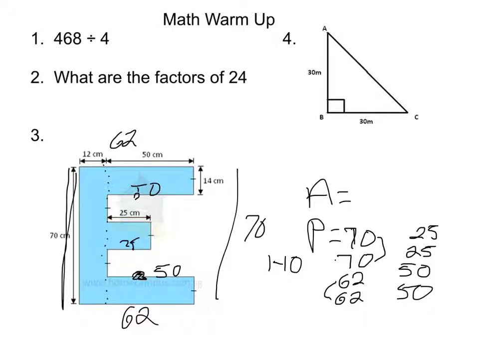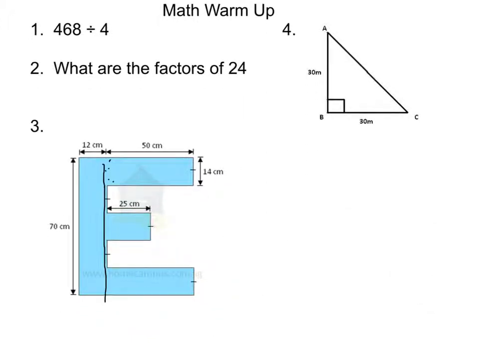62 plus 62, 124. 25 and 25 is 50. 50 and 50 is 100. So add all these together, get my addition sign better. We have 4, 9, 10, 11, 1, 2, 3, 414 as our perimeter. Okay, take a moment. We'll do the area next.